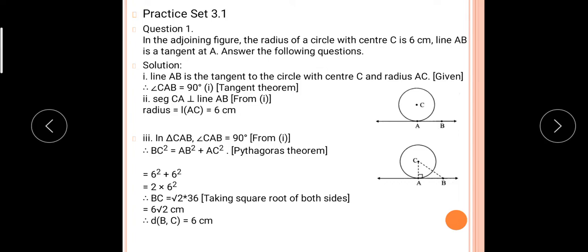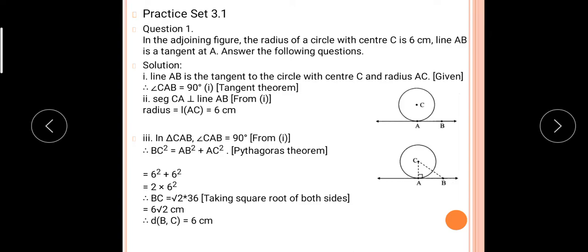Now we have to find out, first, line AB is a tangent to the circle, AC is a radius, it is given. So angle CAB is 90 degree. Why? Because of the tangent theorem. We just have to mention this. So segment CA is perpendicular to AB, and the length of AC is equal to 6 centimeter. Now we have to find out the distance BC.